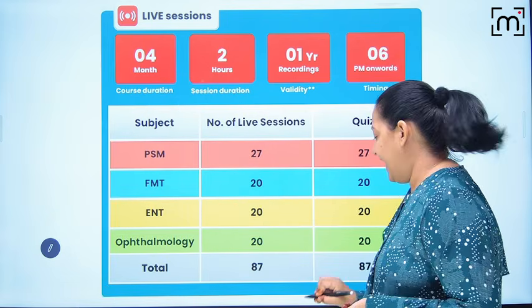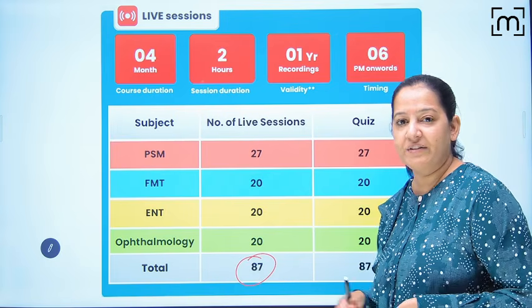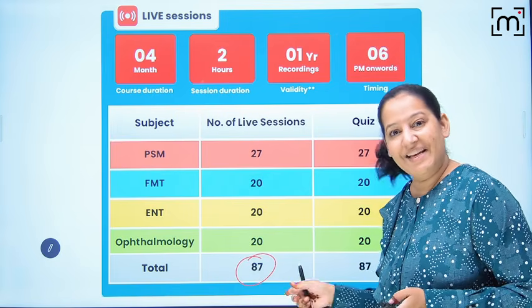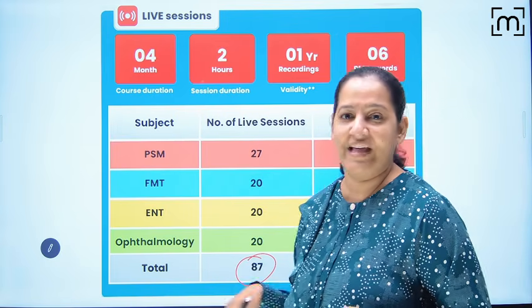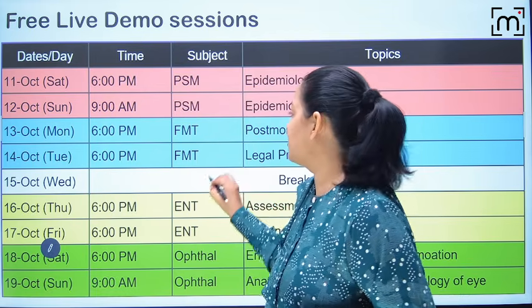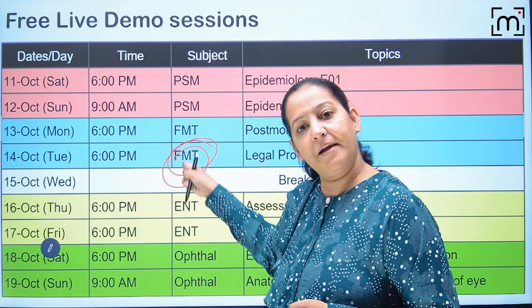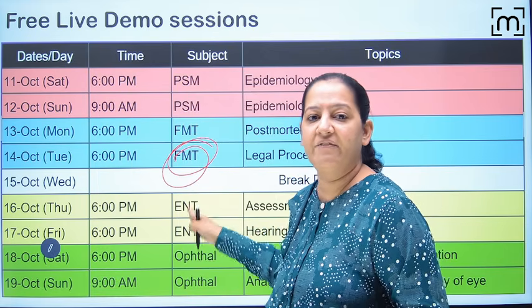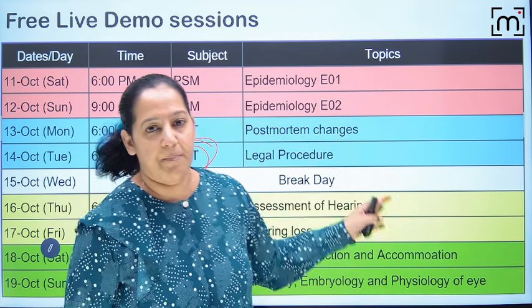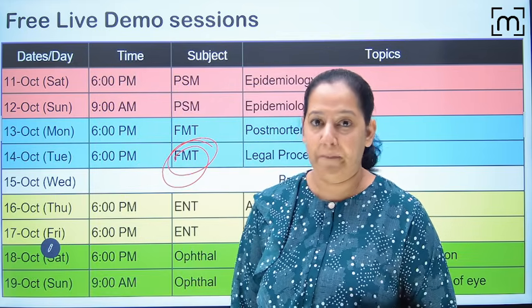So in total there are 87 live sessions. Out of the 87, today is the 4th one. In these 87 live sessions, I will pack the entire syllabus of the 4 subjects. So today is demo number 4. PSM demos are already completed. FMT will be completed today. After that, we have the ENT and Ophthal demo. You can appreciate the topics of that.